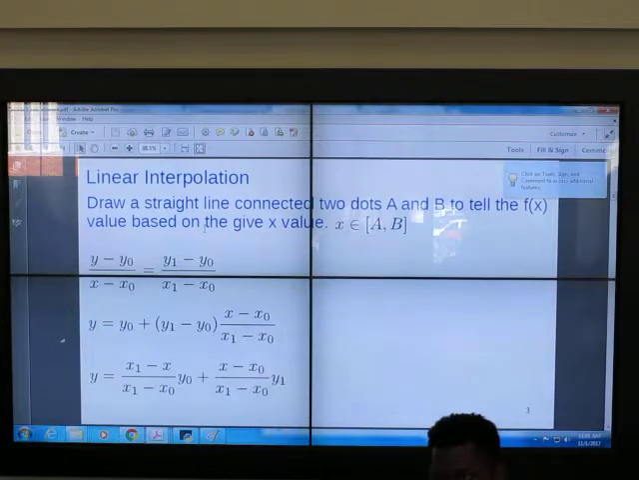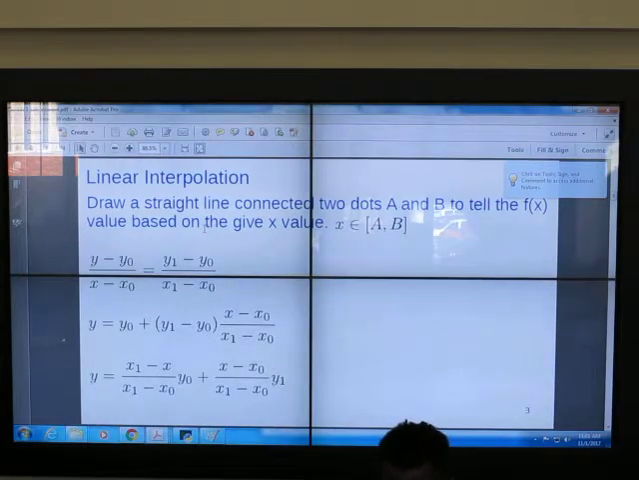Okay, for linear interpolation, you connect 2 dots with a line, straight line, okay? And the question is, how do you predict the y value if you know the x value that is in between those 2 points? So first step we do slope. We connect 2 dots with a line and you have y minus y0 divided by x minus x0 equal to y1 minus y0 divided by x1 minus x0. That is a linear equation, right?